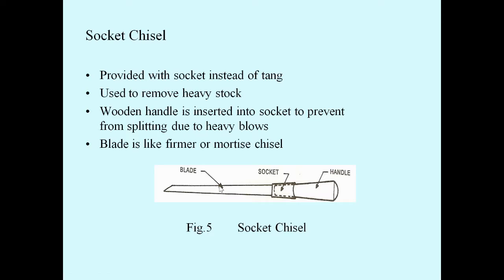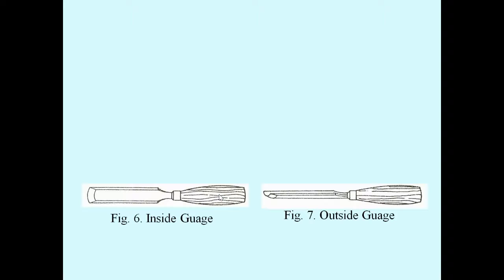Next, the blade is like a firmer or mortise chisel. The blade of this socket chisel looks like a firmer chisel or a mortise chisel. We can see the inside gauge and the outside gauge.